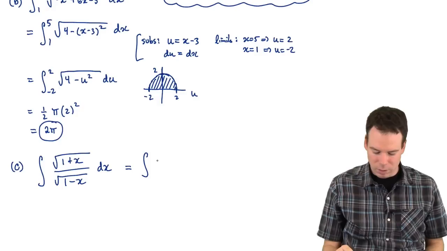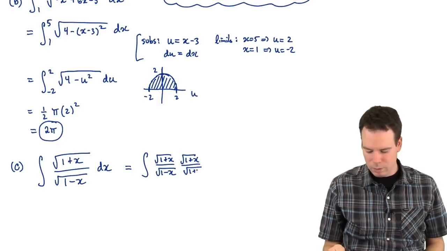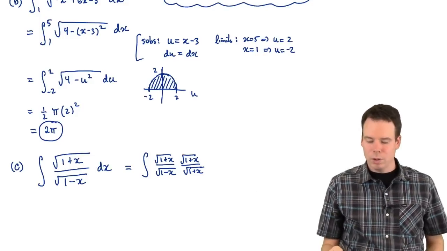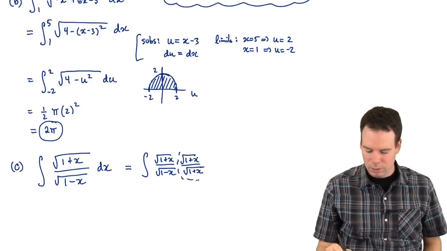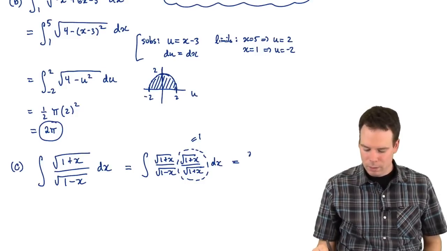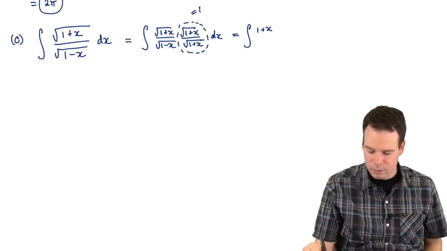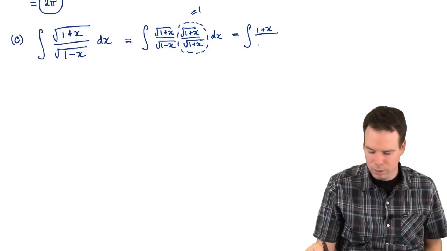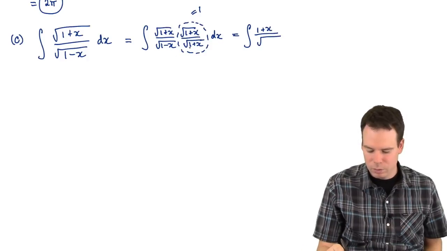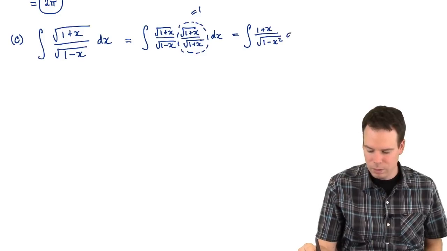I can get rid of the one on top by multiplying top and bottom by square root of 1 plus x. So I'm just going to multiply by 1 in a fancy way. This thing here is just equal to 1. So this becomes then the integral of 1 plus x, and the denominator becomes the square root of 1 minus x times the square root of 1 plus x, so that's the square root of 1 minus x times 1 plus x, or 1 minus x squared dx.